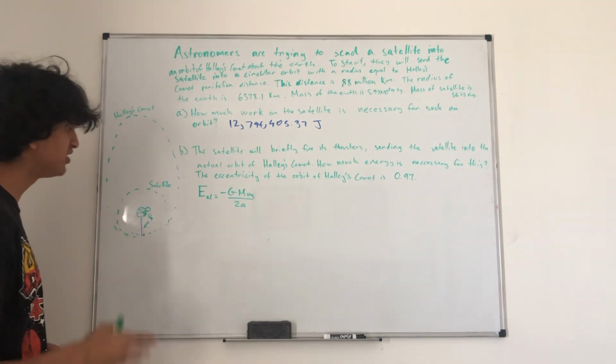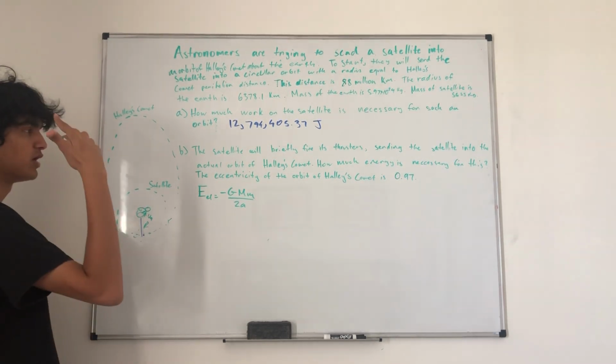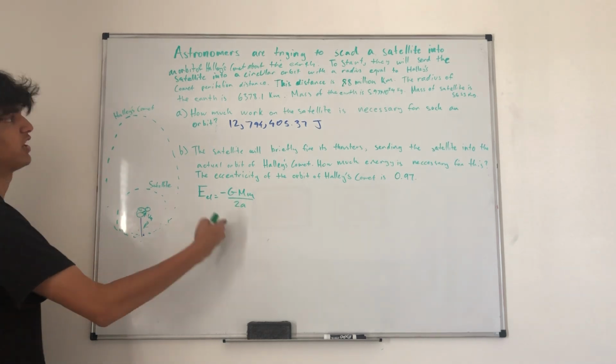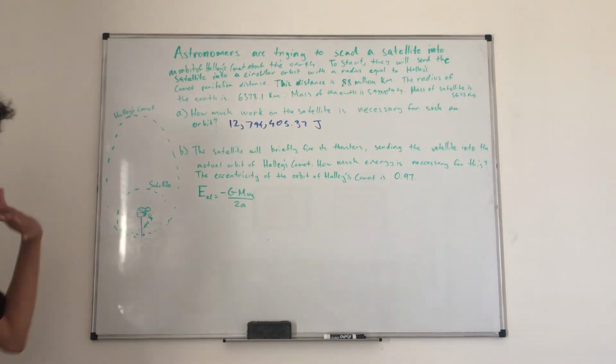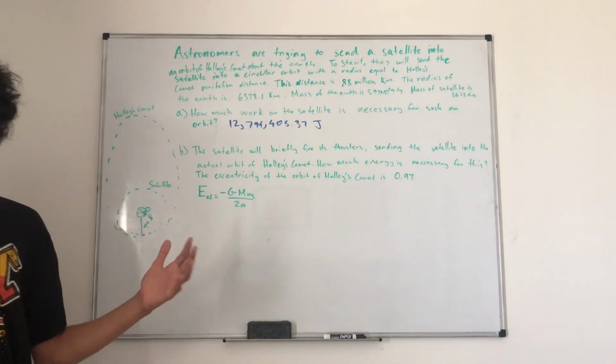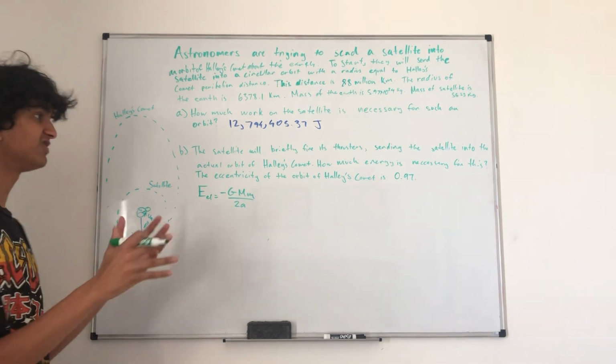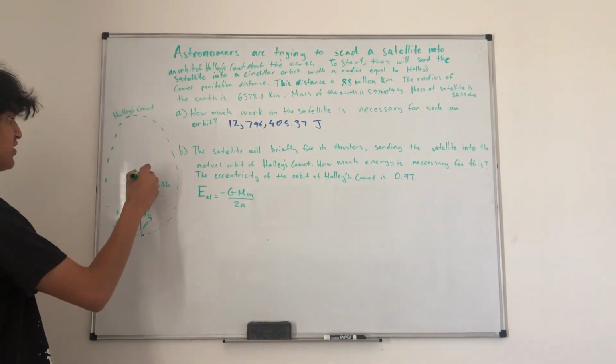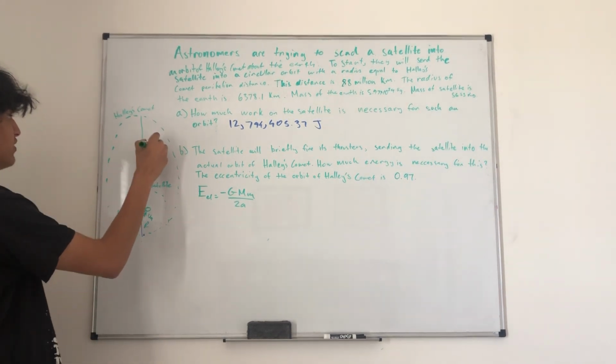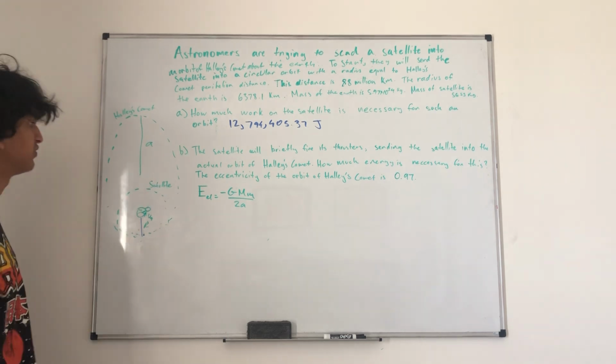You're going to need energy. There's going to be work done on the satellite. So why didn't this work? If I put in 88 million, well, a, that's the semi-major axis of the ellipse. If this was the center of the ellipse, this is a, and then the other a is right there.